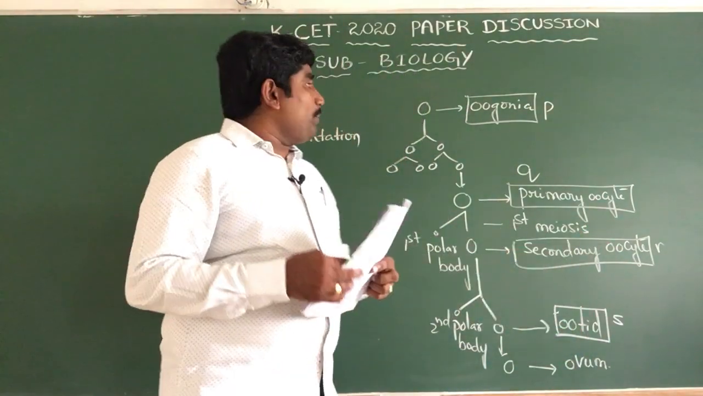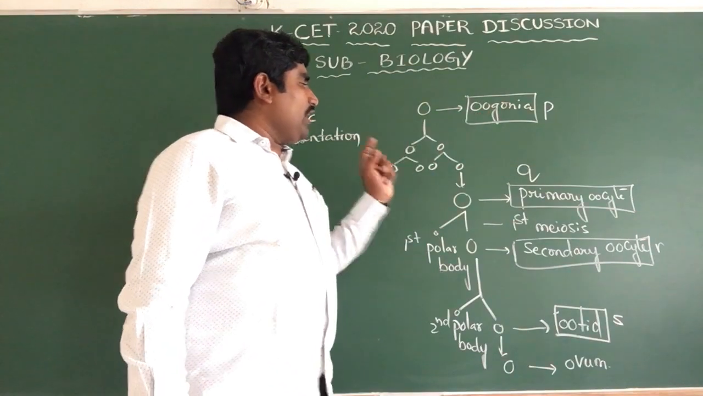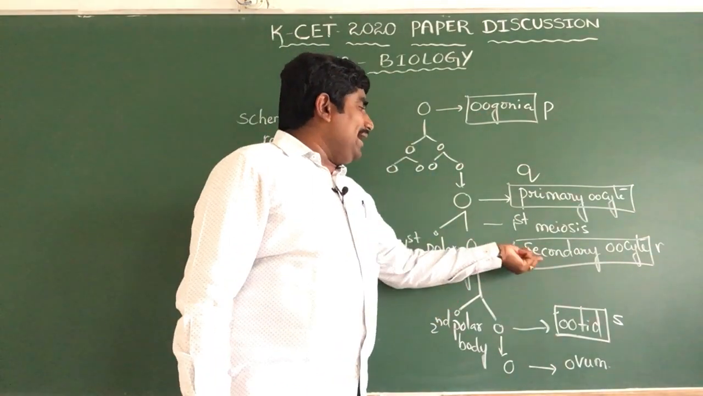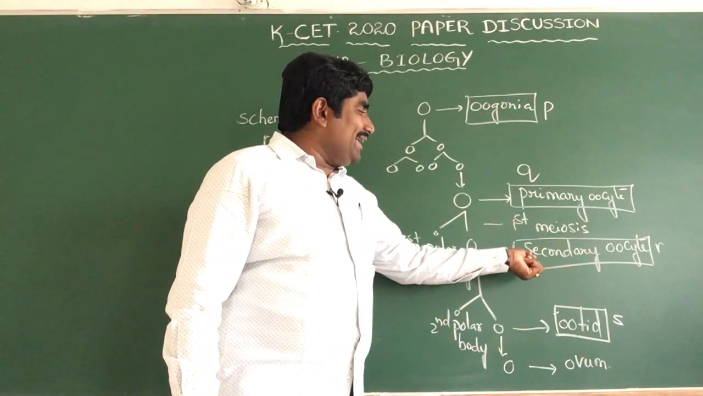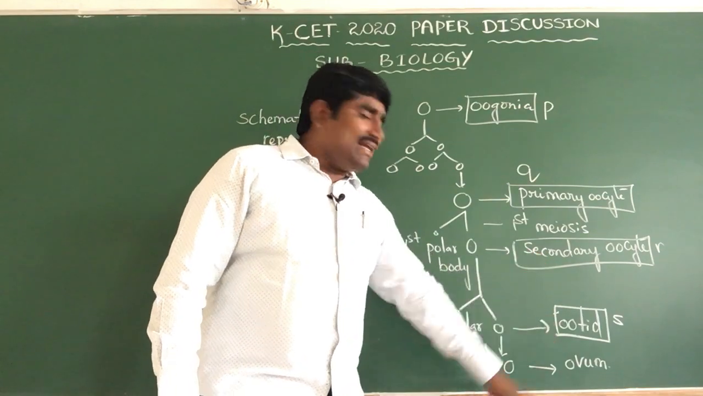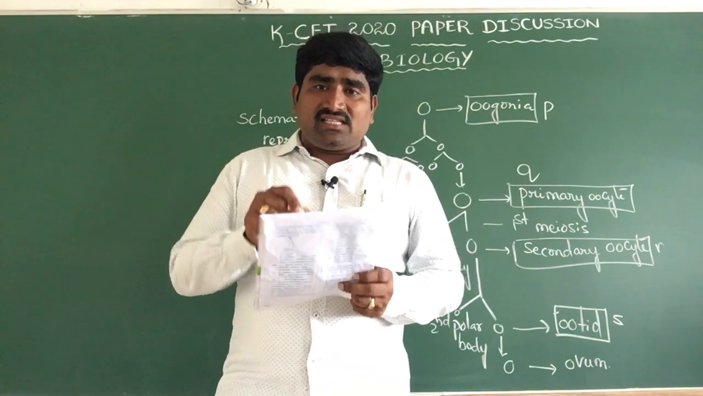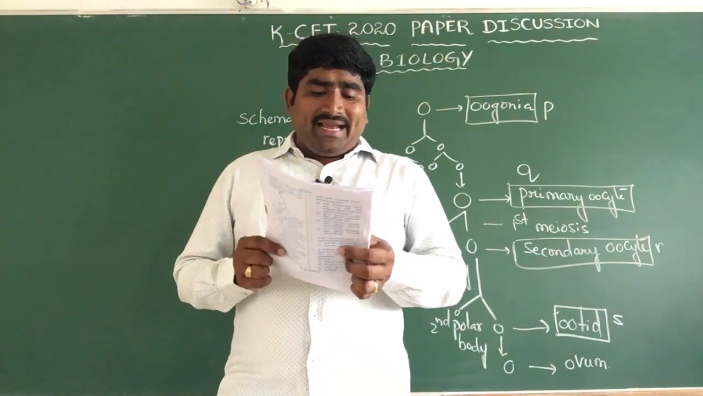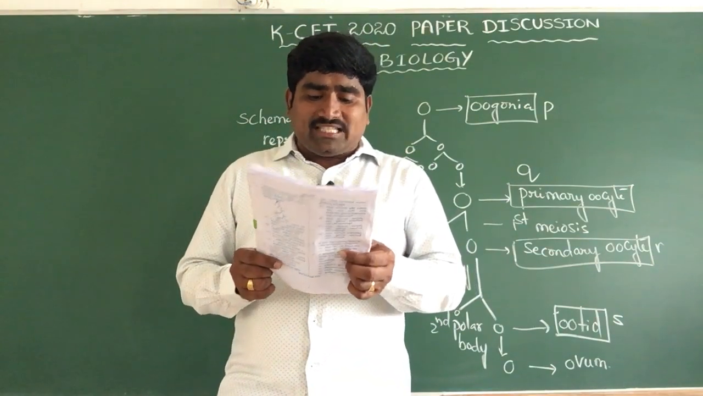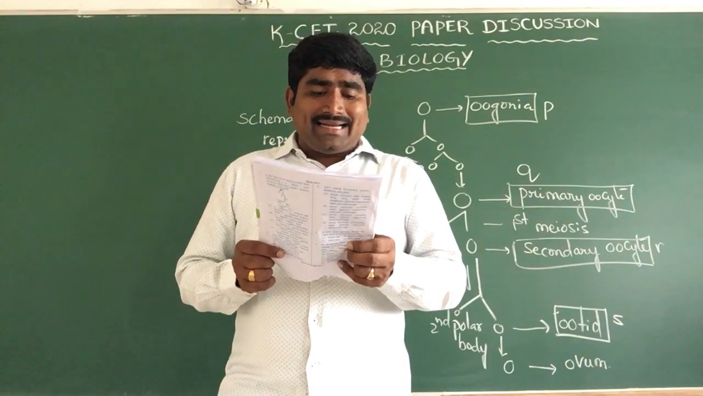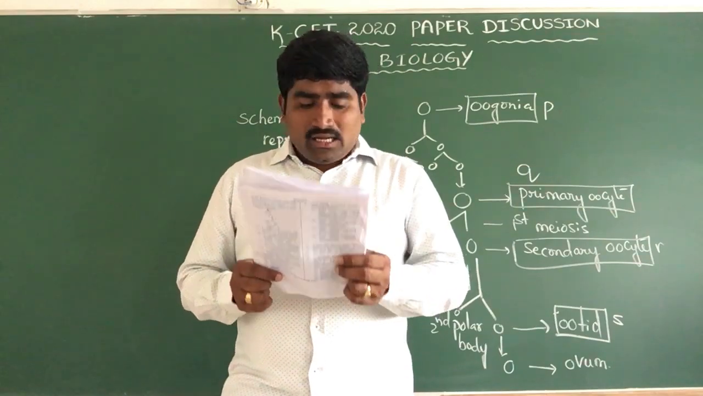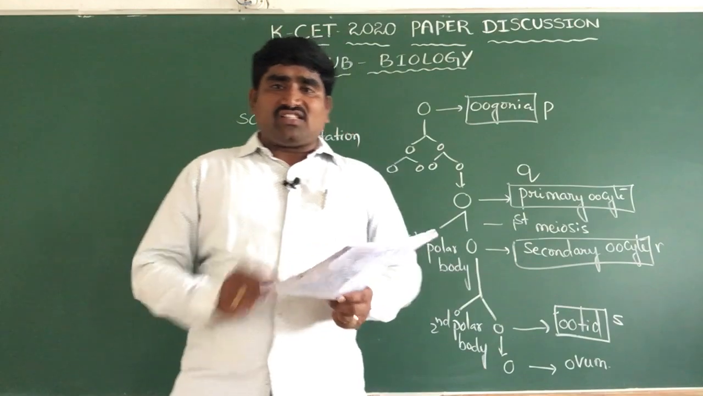So P indicates oogonia, Q indicates primary oocyte, R indicates secondary oocyte, and S indicates ovum. As per this question, the option is D. That is the first question's answer.